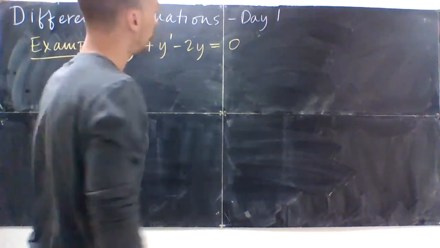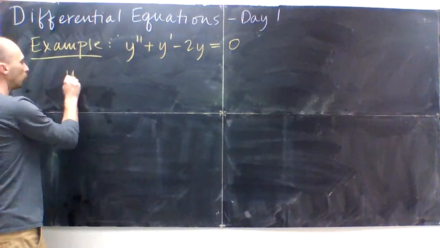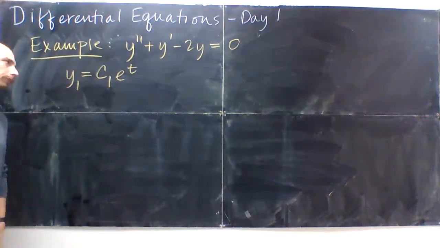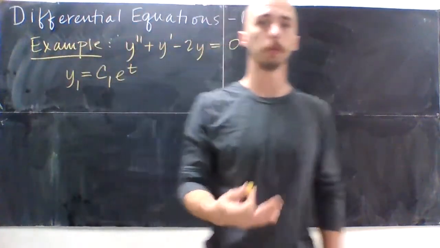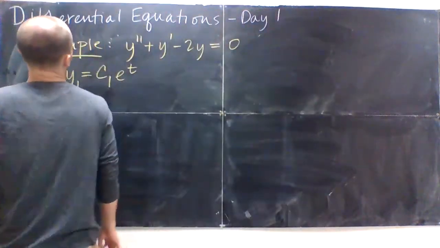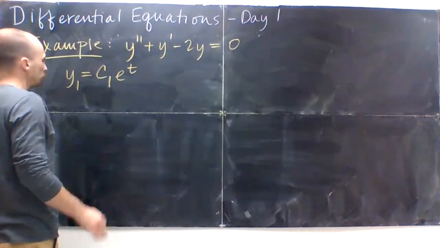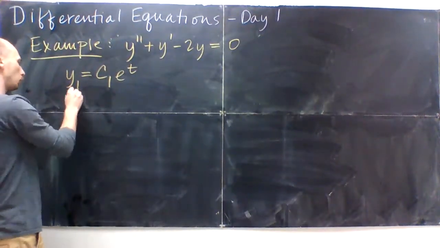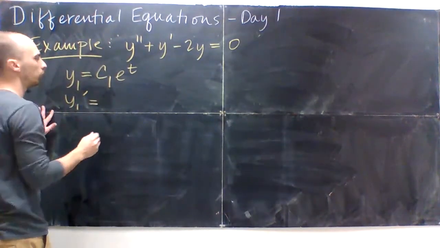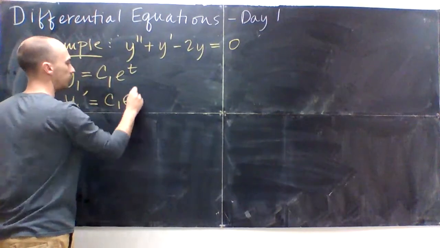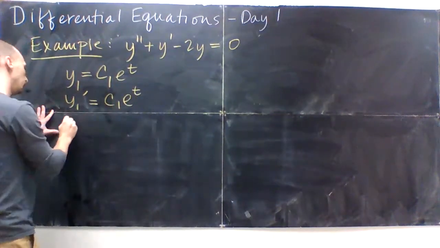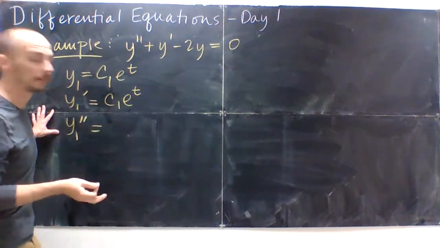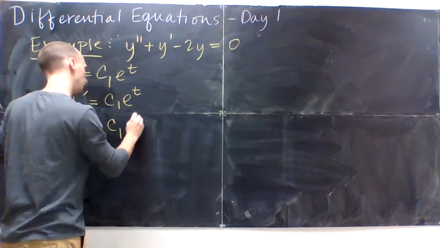I'm going to ask you to consider y1 equals c1 e to the t. I'm going to tell you this is a solution to the differential equation. We can verify that by taking the derivatives of y1. So y1 prime is going to be, well, c1 is a constant, e to the t is its own derivative, so it's just going to be c1 e to the t. And y1 double prime is going to be the same thing. You take the derivative of e to the t and it's e to the t. So I'm going to have c1 e to the t again.